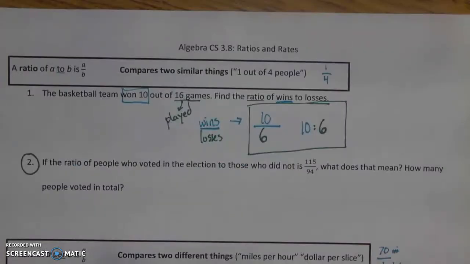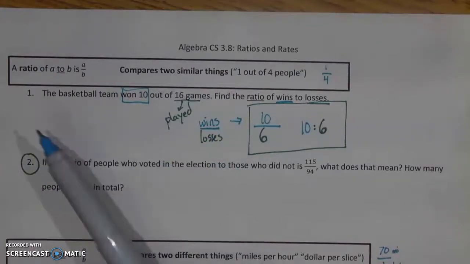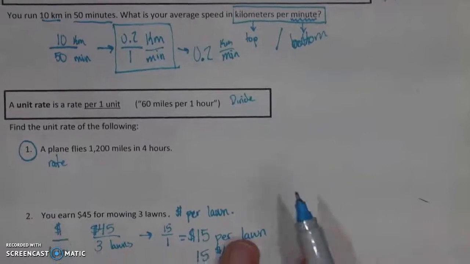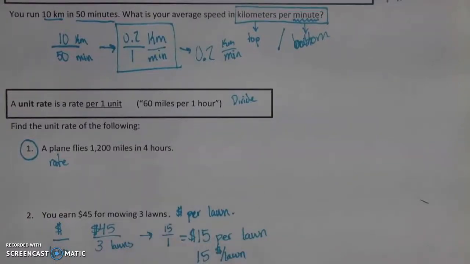That's all I want you guys to do. Don't forget, I need to see number 2 under ratio, and number 1 under unit rate on a separate sheet of paper. Turn it in on Classroom for tomorrow.